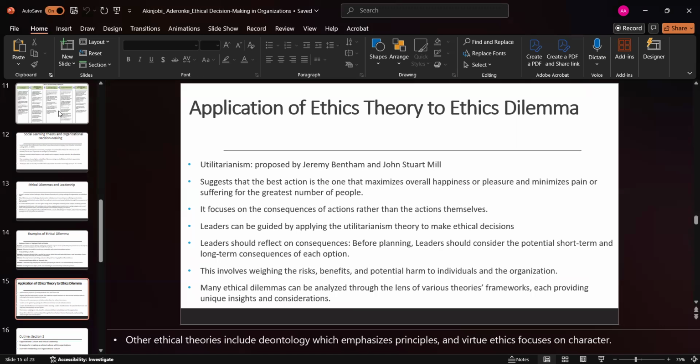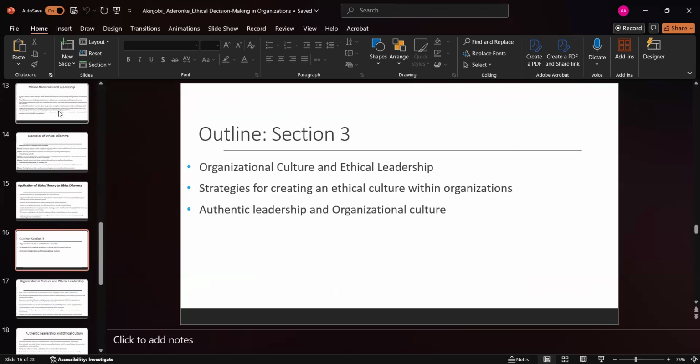So leaders can be guided by applying this theory to make ethical decisions. Leaders should reflect on consequences rather than the action. And in weighing alternatives, they need to weigh the risks, the benefits, and the potential harm their decisions are going to cause to individuals and to the organization.